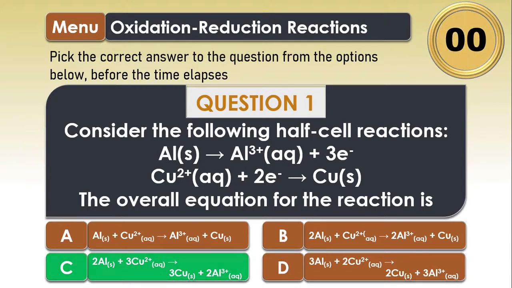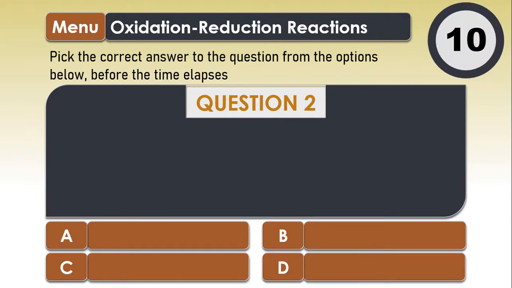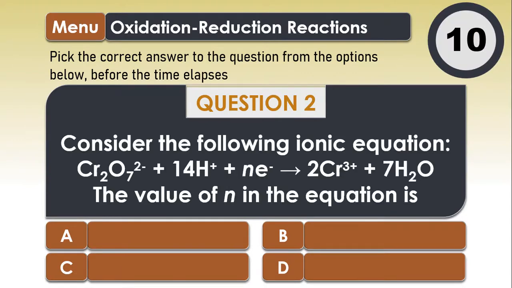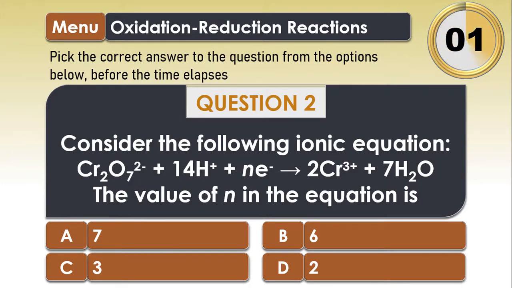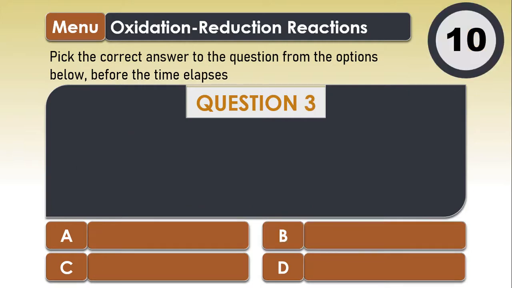The correct answer is C. Question 2. Consider the following ionic equation as shown on the screen. The value of N in the equation is A, 7, B, 6, C, 3, D, 2. If your answer is 6, then you're correct.